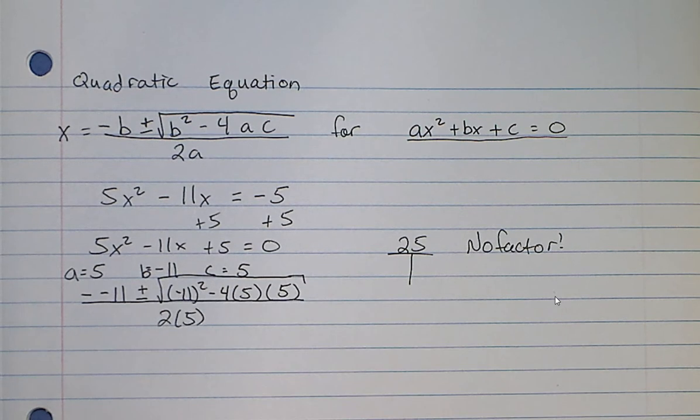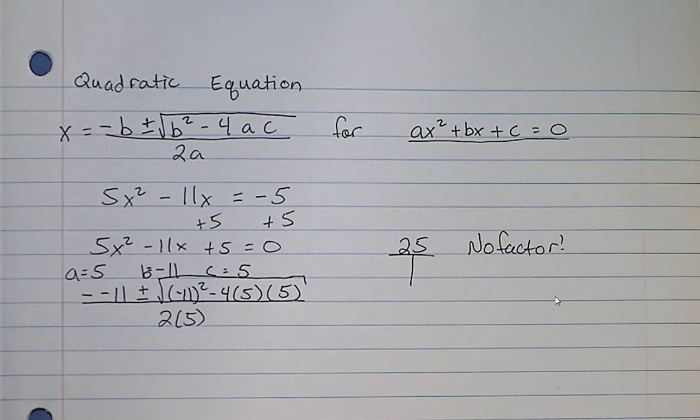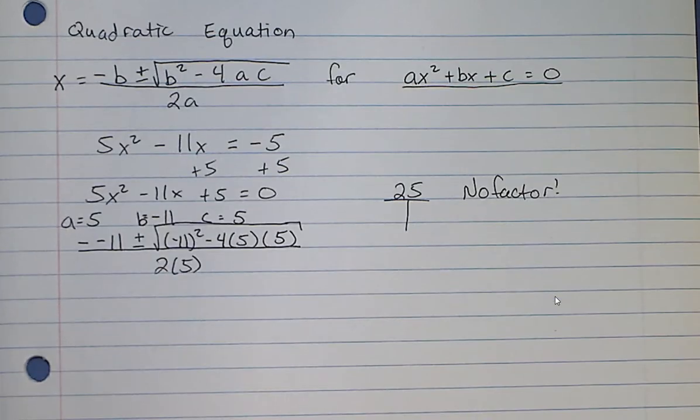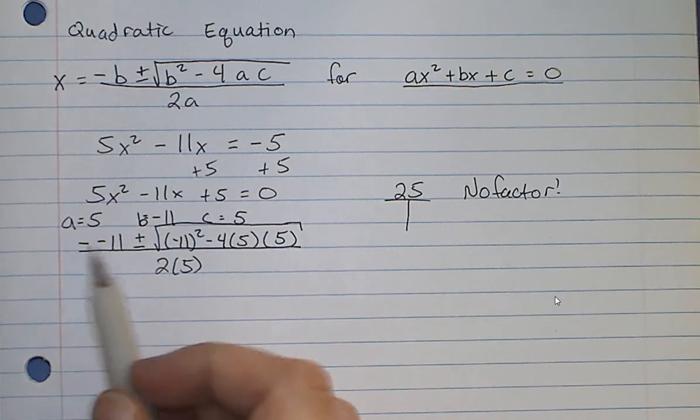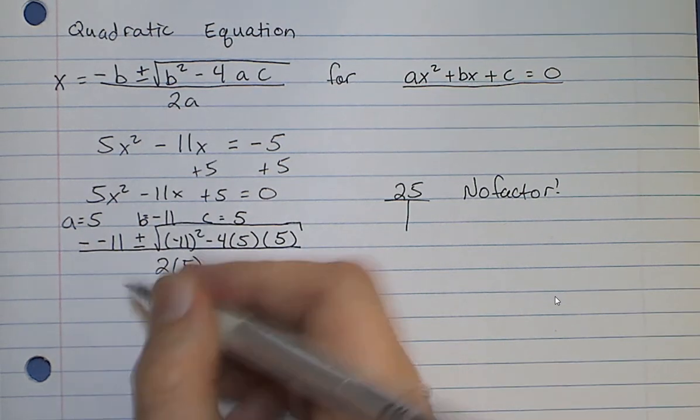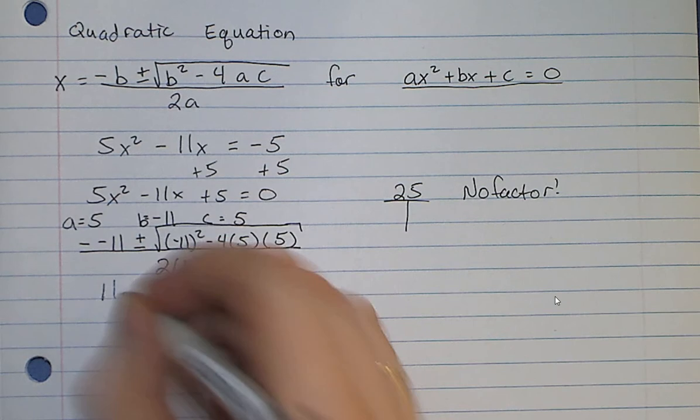So it's simply over 10. Well, we'll get to that. Right now I'm just rewriting the equation. Okay, now we can simplify things from here. The first thing that you can simplify is this negative 11. That's just positive 11.